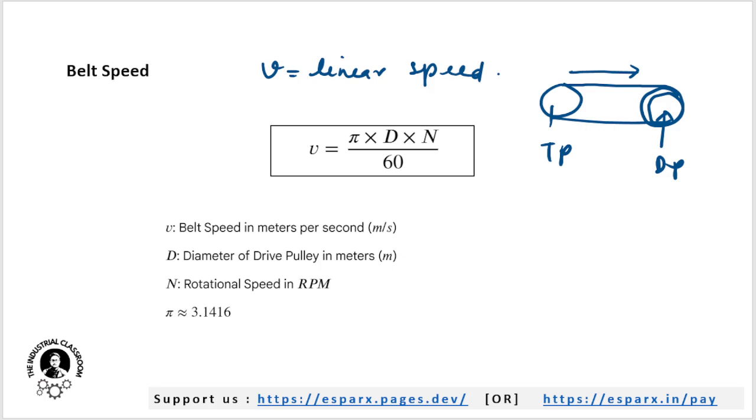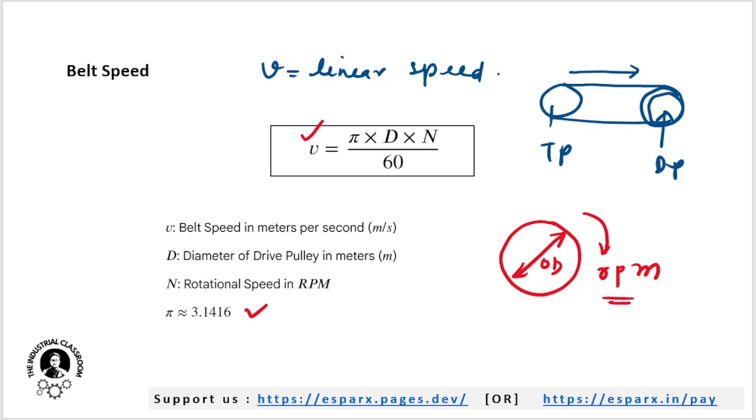According to the formula, we know that pi into D into N by 60 is equal to the linear speed, where pi is a constant, 3.1416. D is the OD of the drive pulley. N is the rotation per minute, RPM. So we have this formula, V is equal to pi into D into N by 60. This will give the linear speed of the belt.